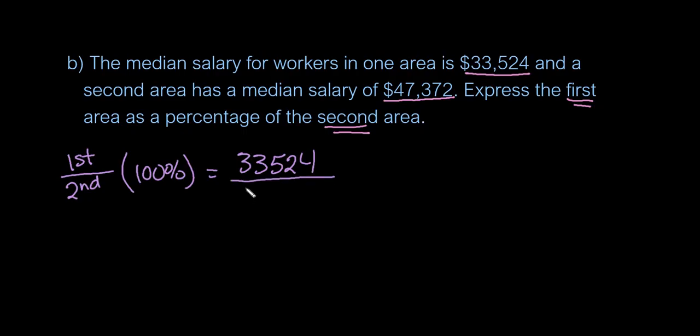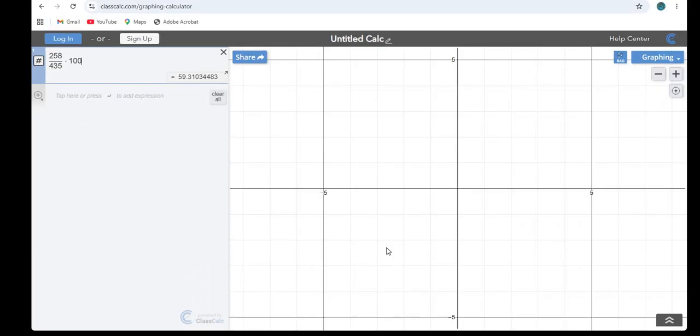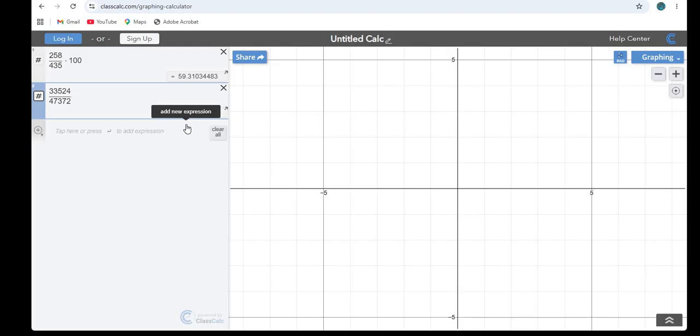So I would put in the 33,524 and the 47,372, and then multiply that by 100. Again, grab whatever calculator you want to use and type it in. We would use 33,524 divided by 47,372. Make sure I put it in correctly. Okay, this would be our answer. Again, we would multiply this by 100 because we do want it as a percent. So as a percent, we would say that it's 70.77%.